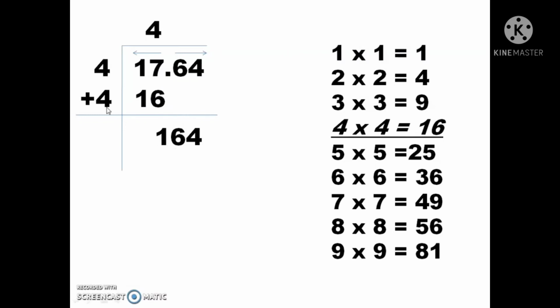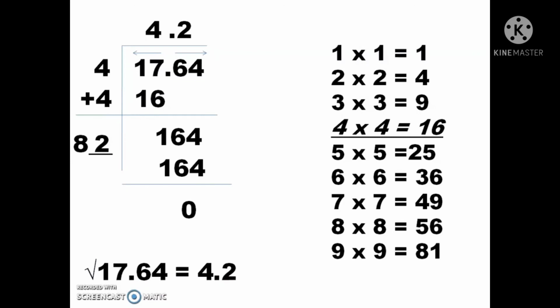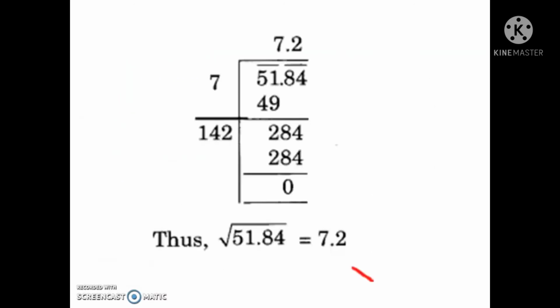Now, 4 plus 4, 8. You will find a suitable number here using trial and error. The same method you followed in whole numbers. Now, I got 2. 82 into 2 is 164. So, what is the square root of this number? The square root of 17.64 is equal to 4.2. Clear? We'll do the next one.